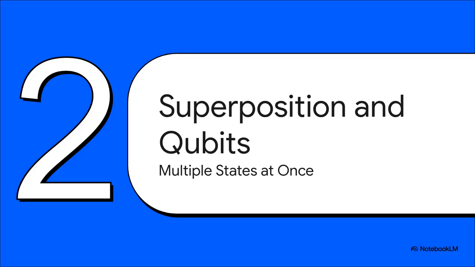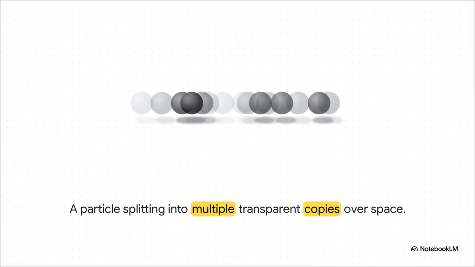Section 2. Superposition and qubits. Multiple states at once. And that brings us to the first of our 4 highly surprising quantum phenomena. This is the foundational building block for something called a qubit, which is just short for a quantum bit. Now, in the classical world, a computer bit is strictly either a 0 or a 1. A particle is in exactly one place. But in quantum mechanics, many different measurement outcomes can be somewhat true at the exact same time.